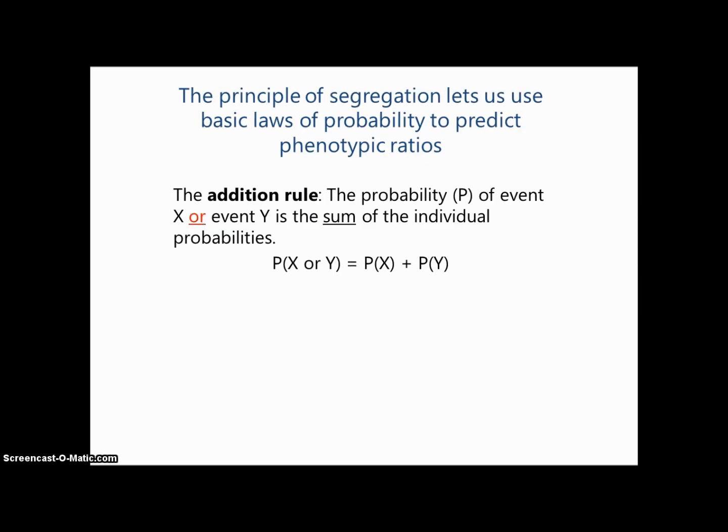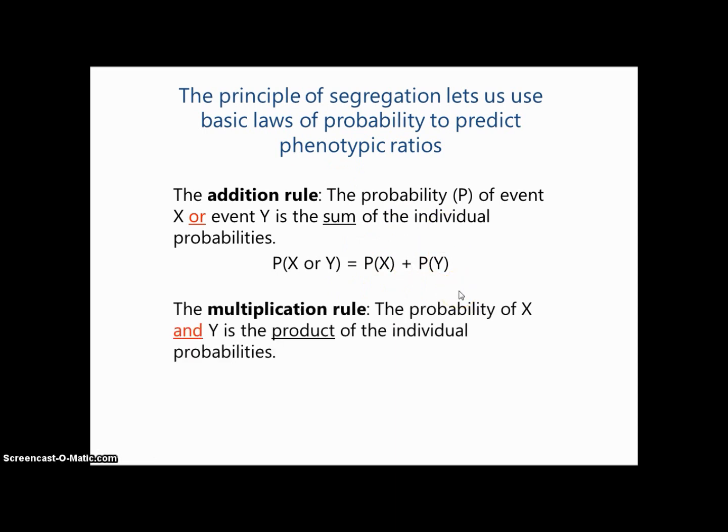Okay, so the Mendelian principle of segregation lets us use basic rules of probability to predict phenotypic ratios. The first rule of probability that I'm going to talk about is the addition rule. This is the probability that some event or some other event is equal to the sum of their individual probabilities. So if we're expressing probability P of 2 separate events, X or Y, the probability of X or Y happening is the probability of X plus the probability of Y.